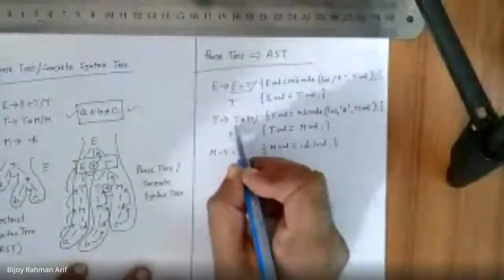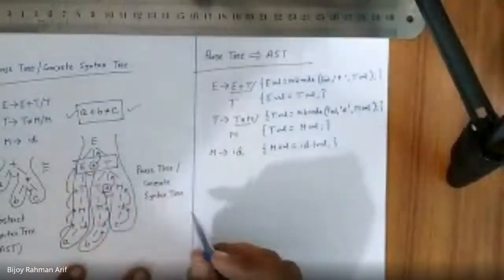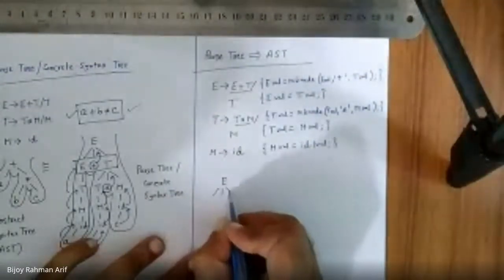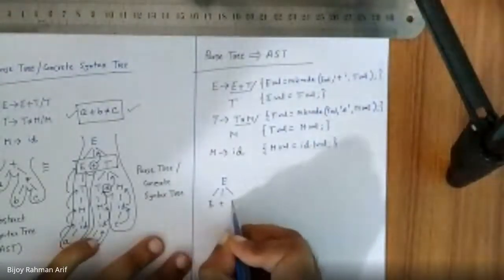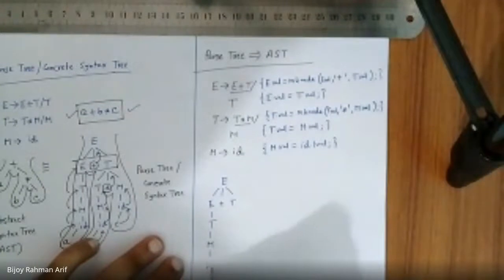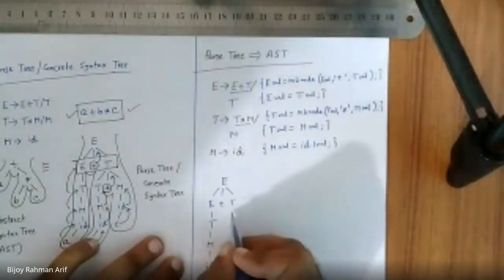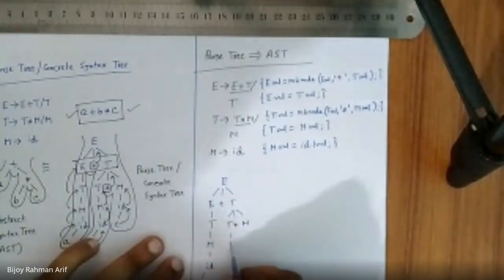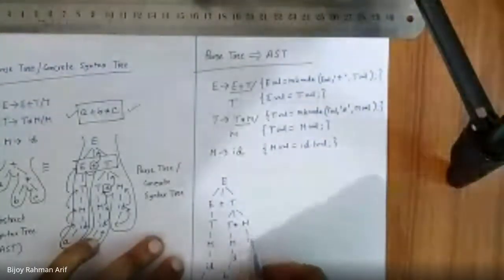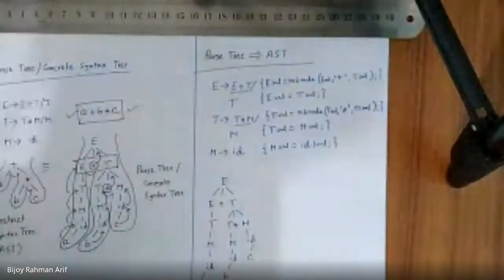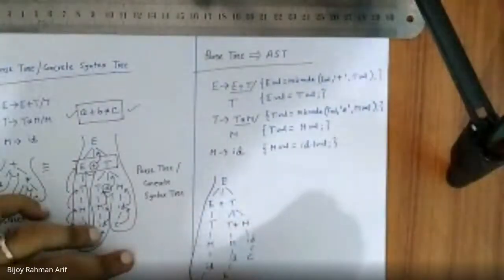Now, if you traverse this, see what happens. Just traverse this parse tree. Then what is the parse tree? The parse tree is like this. E derives E plus T, and so on. Okay, now traverse this, top to down, left to right.